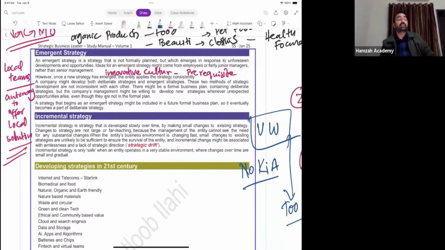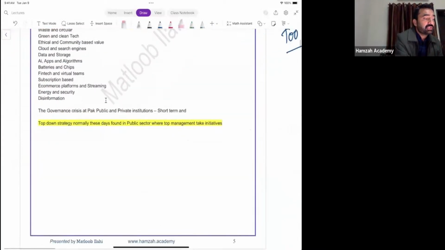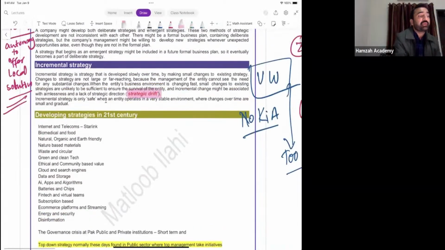So here we use a concept called strategic drift. Strategic drift means where a business would lose its competitive advantage. Strategic drift is where a business would drift away from its positioning to nowhere. It may lose its advantage, it may lose its competitive advantage.